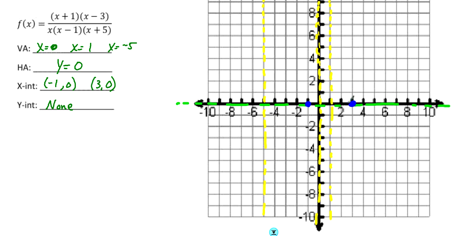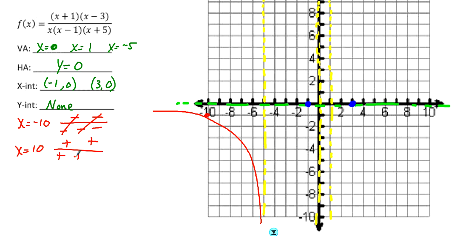And now we have some work to do because we have to plug in some points to find out where this thing is going. So let's start on the left side. So again, x equals -10. When I plug it into my factors, I get negative, negative on top, negative, negative, negative on the bottom. So we're on the negative side. x equals 10: positive, positive, positive, positive, positive. So at the top it is positive, like that.